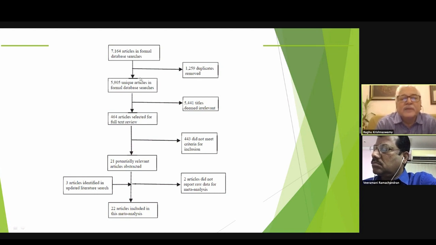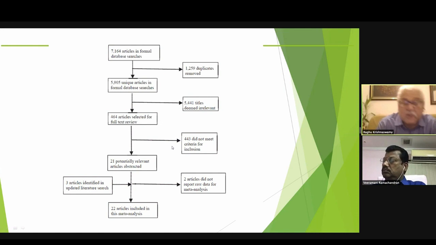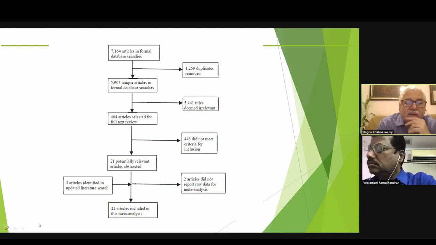Out of that, 1,200 were duplicates and were removed. Of the 5,900 odd articles, 5,441 titles were deemed irrelevant and so were excluded. Finally, out of the 466 articles for a full review, 443 did not meet their criteria for inclusion, possibly because the diagnosis was not obvious or the amount of clinical or echocardiographic data was not enough. So they had only 22 articles finally included in this meta-analysis.